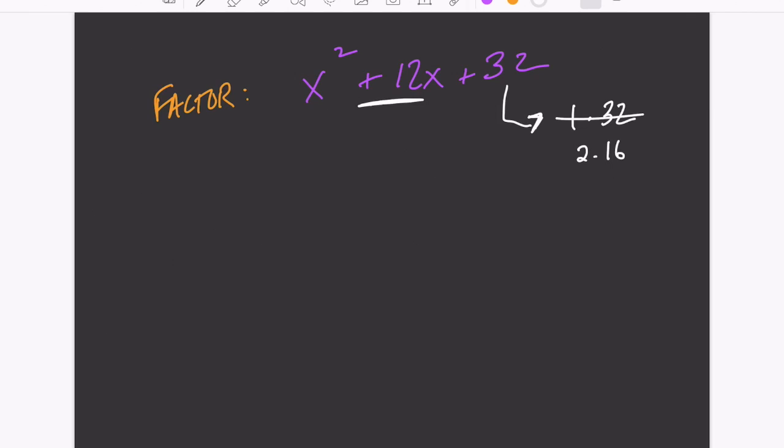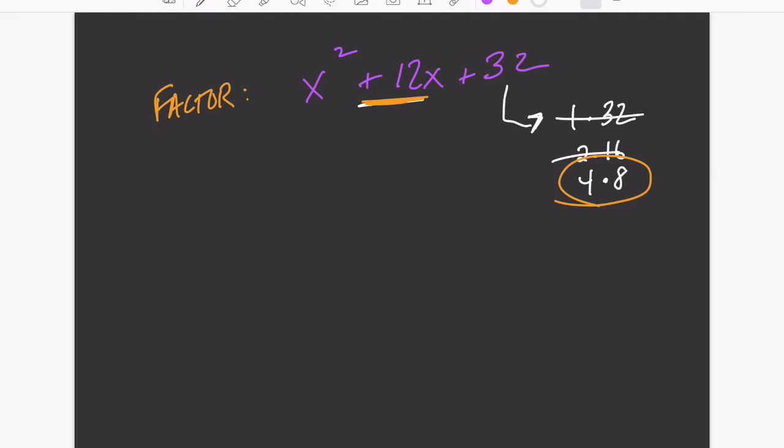So I know that's not going to add to 12. 2 and 16 is 18. That's not going to add to 12. But that's what I'm thinking as I'm going. So I could do 4 times 8. And I'm thinking right now, bingo, 4 times 8. If I add those together, 4 plus 8 is 12. So that's going to be my pair. So I'm going to stop when I get what I'm looking for. I'm not going to keep going.